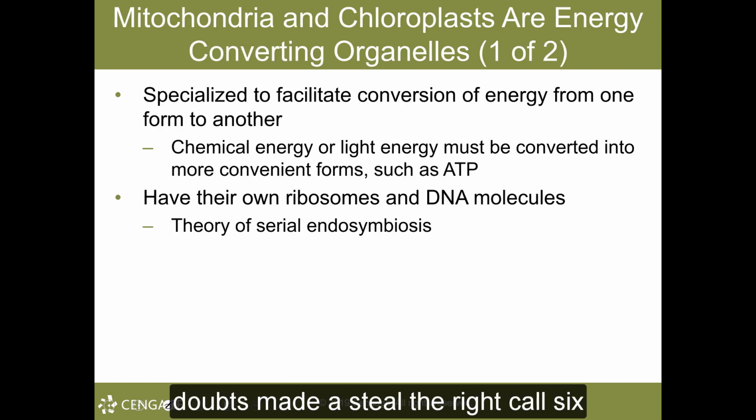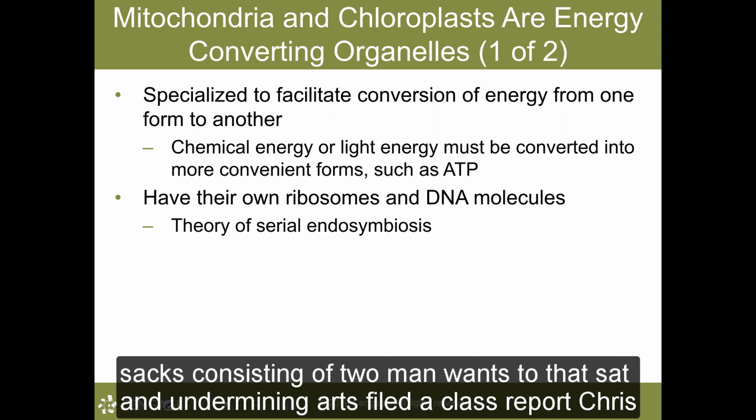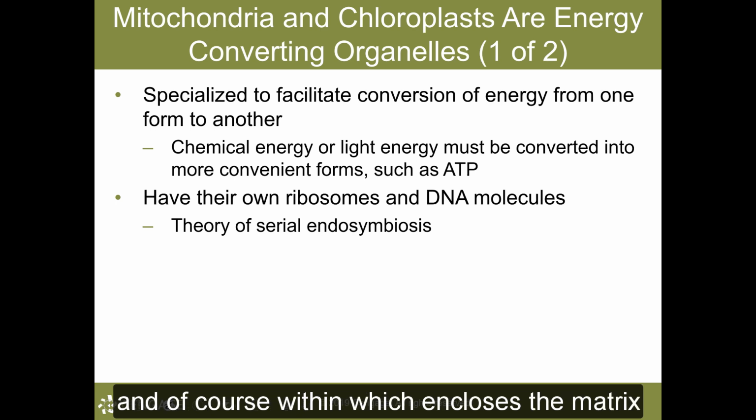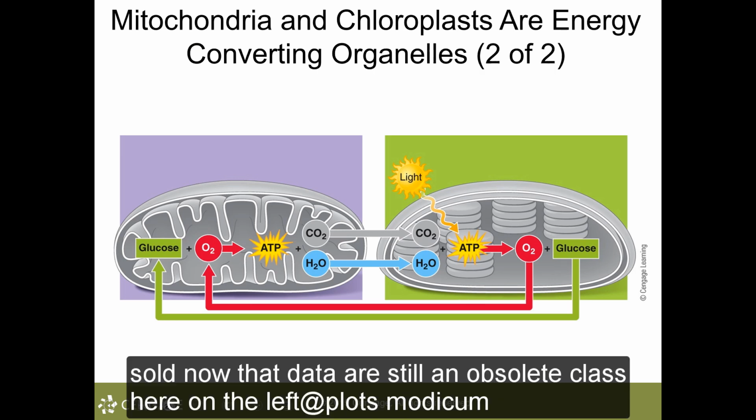So the mitochondrion is next. Structurally, the mitochondrion is a sac consisting of two membranes. There is the inner membrane that's folded to form cristae, within which it encloses the matrix. Now that we've gotten that much done, I'll show you here on the left-hand side the mitochondrion. You see those two membranes that are there.